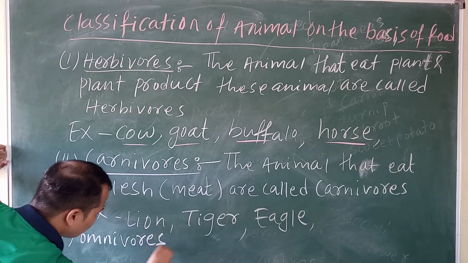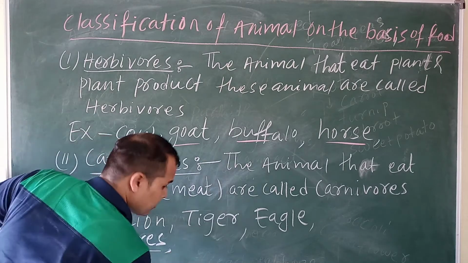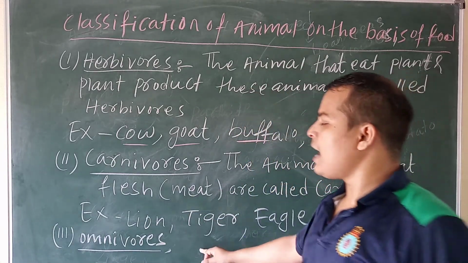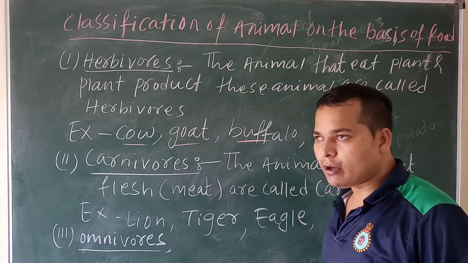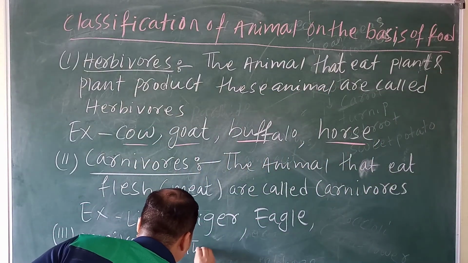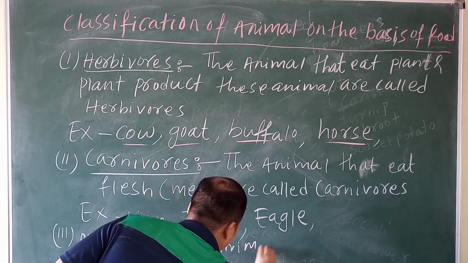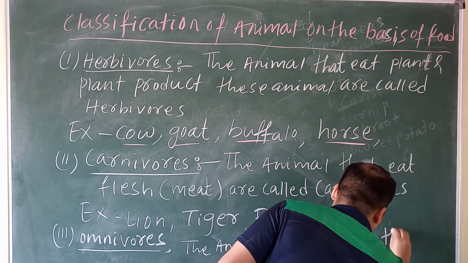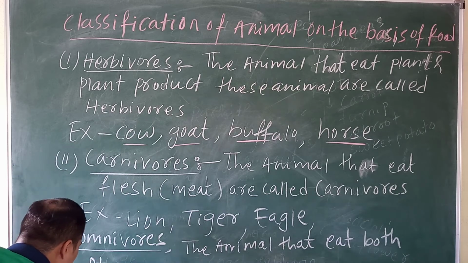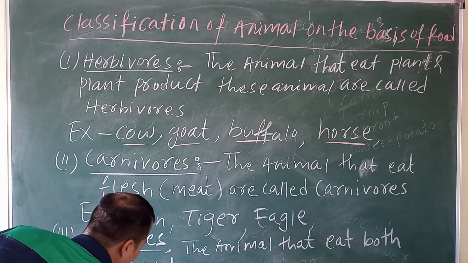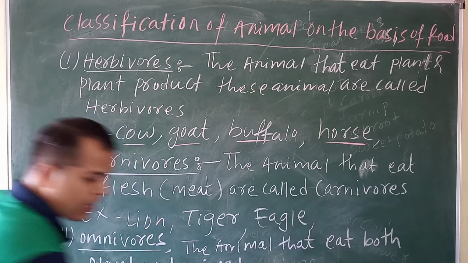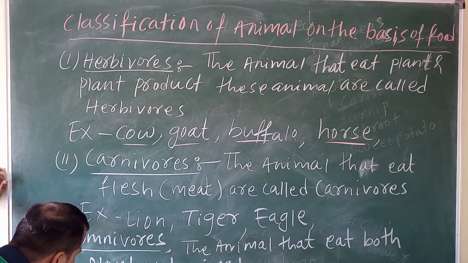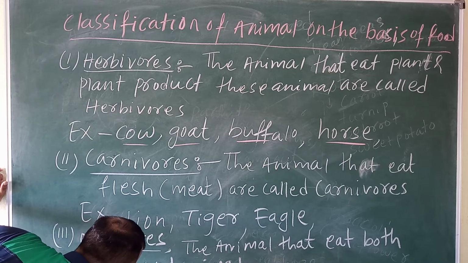Then the third one is omnivorous. The animals that eat both plants and animals are called omnivorous. Examples: man, monkey.